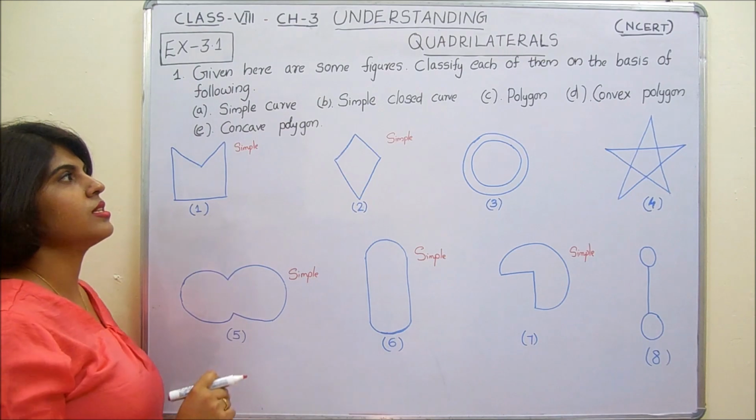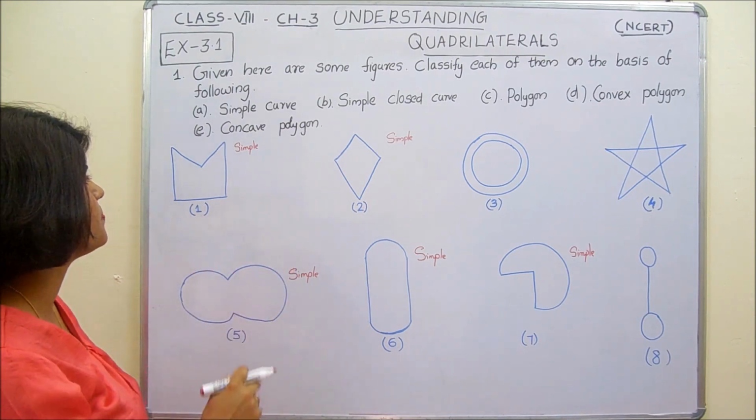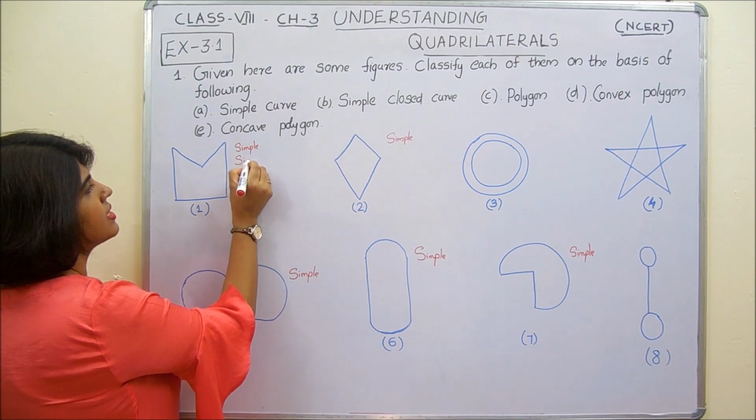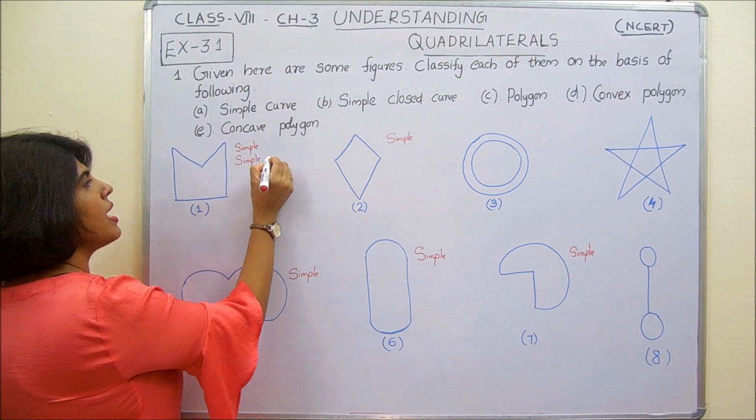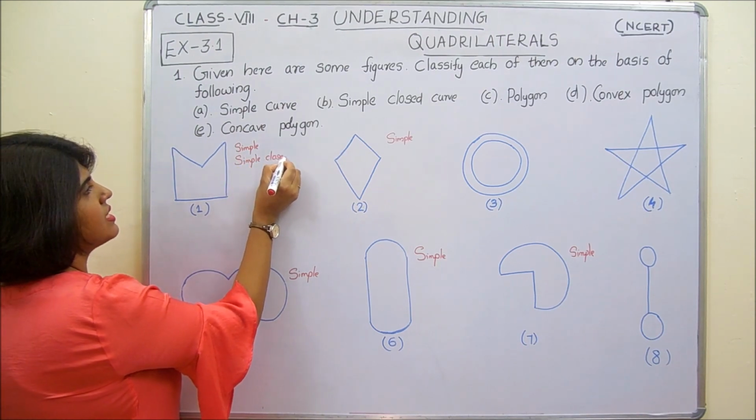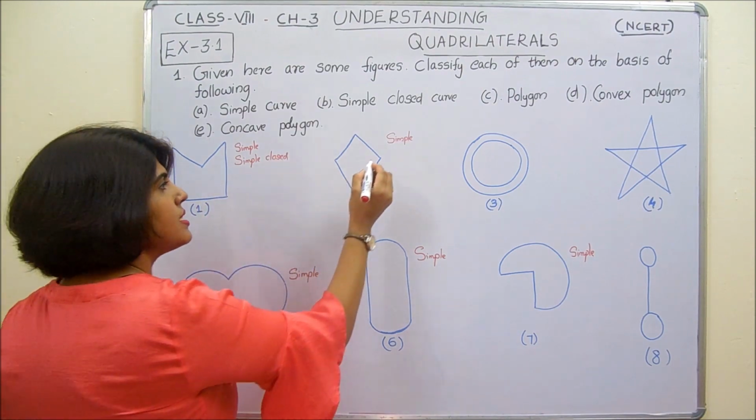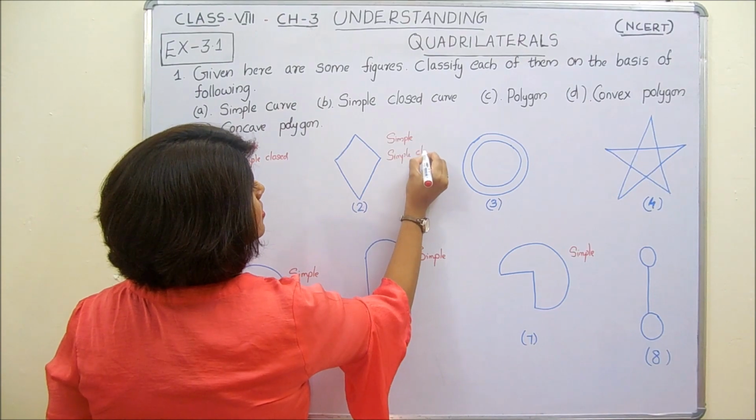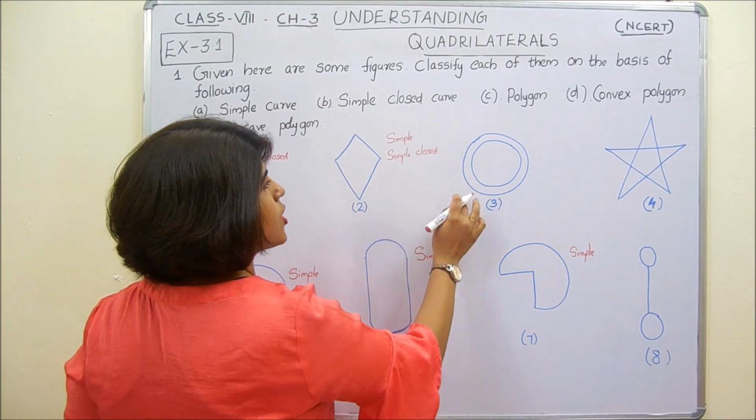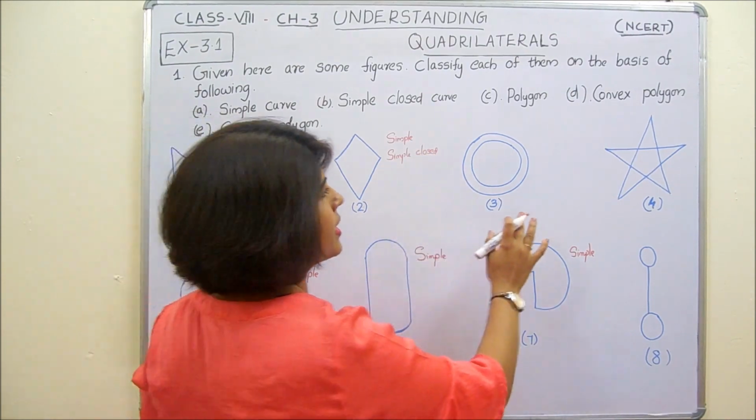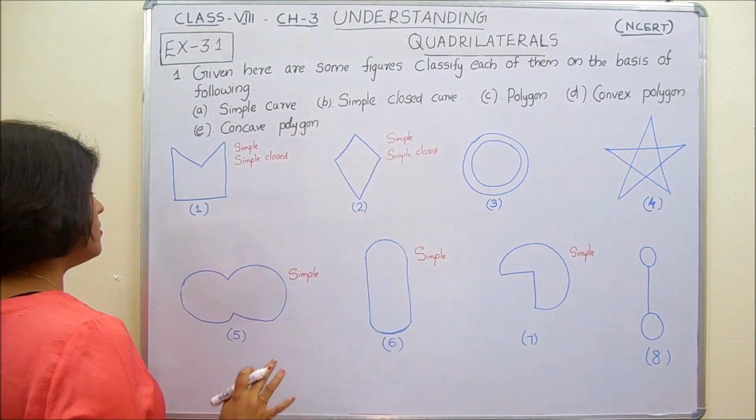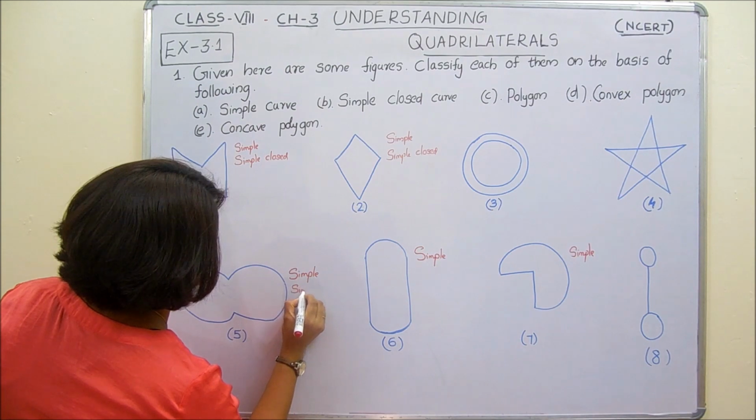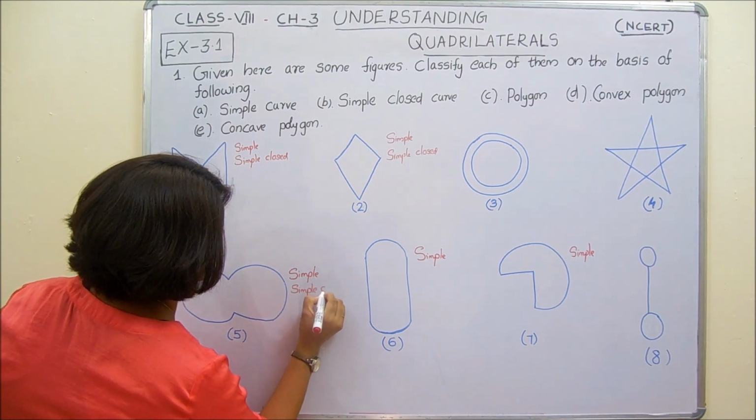Now, simple closed curve. Which are simple closed curves? First one, this is simple and closed, right? This is simple and closed also. So this is a simple closed curve. This is again a simple closed curve. This is not simple, so we don't want to check it. This is also not a simple curve. And this one is again a simple closed curve.